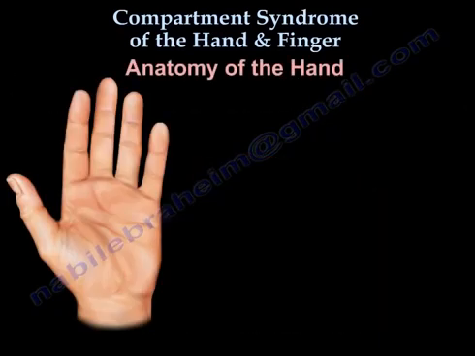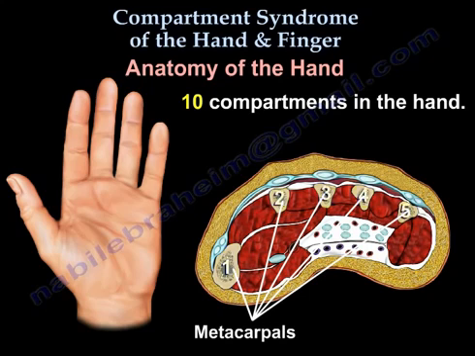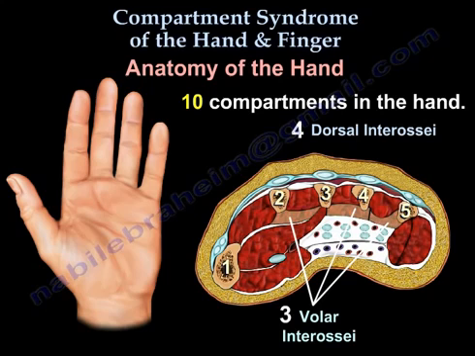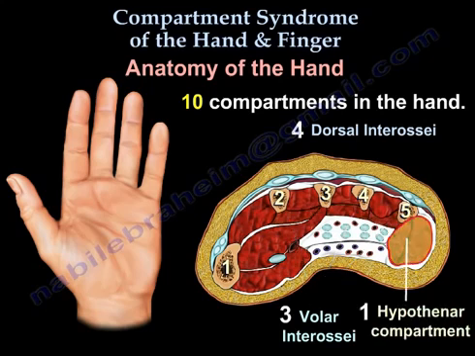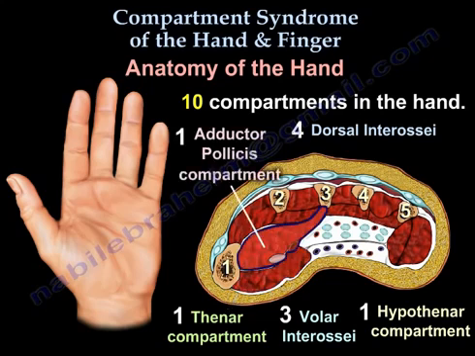Anatomy of the hand. The hand has 10 muscle compartments. Here you can see the metacarpals. 4 dorsal interosei, 3 volar interosei, 1 hypothenar compartment, and 1 thenar compartment. And finally, 1 adductor pollicis compartment.